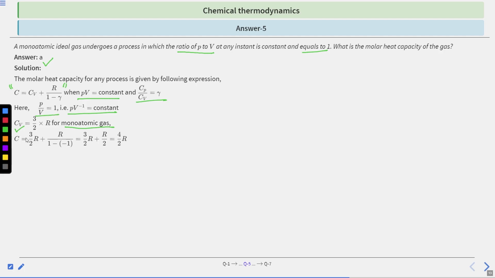We can write this value of CV in the equation. So C will become 3 by 2 R plus R upon 1 minus gamma, where gamma will be minus 1, because we can see in this equation PV to the power gamma will be constant. So gamma is minus 1 here. So 1 minus minus 1, and it comes out as 3 by 2 R plus R by 2, because minus minus will cancel out and 1 plus 1 will become 2. And this will become 3 plus 1, 4, divided by 2 R. So the correct answer will be 4R by 2. Hence, option A will be the correct option.